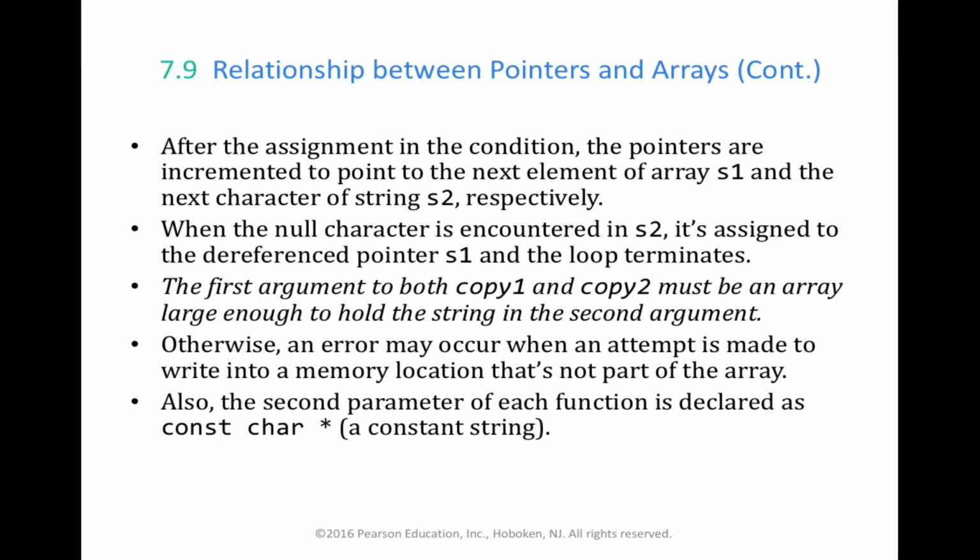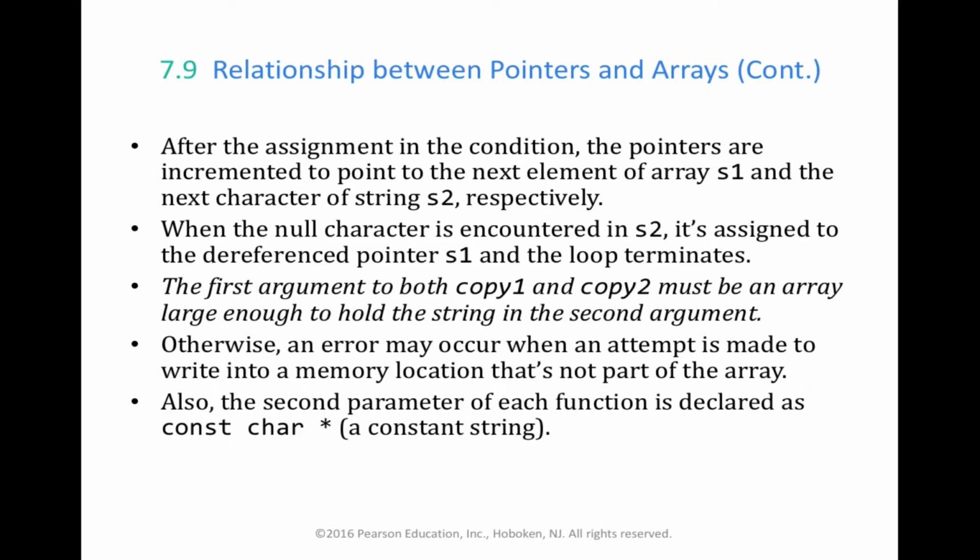After the assignment in the condition, the pointers are incremented to the next element by adding 1 to them. So S1 moves to the next character in the array. S2 moves to the next character of the string. When the null character is encountered, it is assigned to S1. And then that becomes the result of the assignment, which is compared against that Boolean test, which then becomes false, and so the loop terminates.